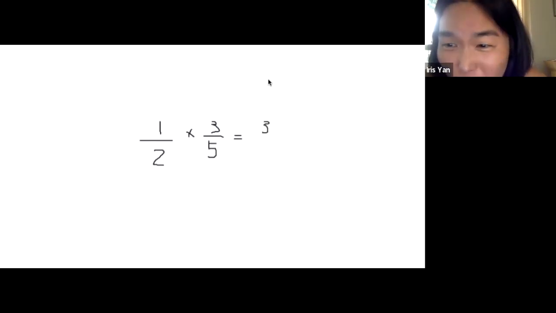Okay, so how do we do a fraction times another fraction? You multiply the numerators. So here we have 1 times 3, and divided by the product of the denominators.